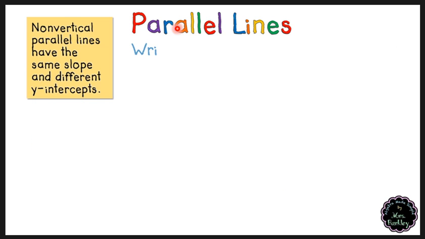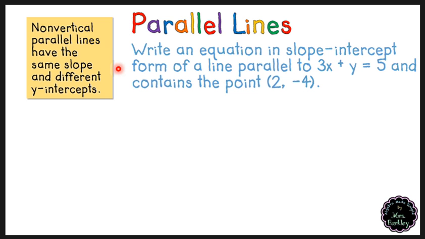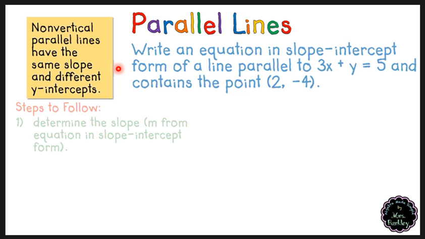Let's try another one. Write an equation in slope-intercept form of a line parallel to 3x plus y equals 5 and contains the point 2, -4. We are going to follow the same steps. Determine the slope, which is the m from the equation in slope-intercept form. Given the equation above, we had 3x plus y equals 5. So we need to first convert this to slope-intercept form to determine the slope.